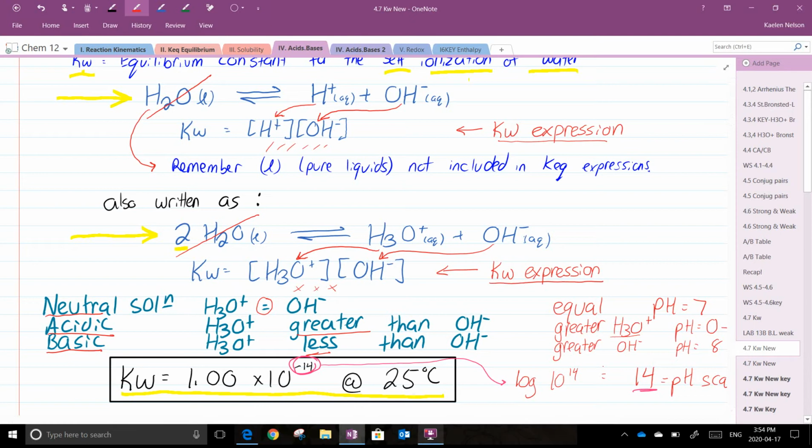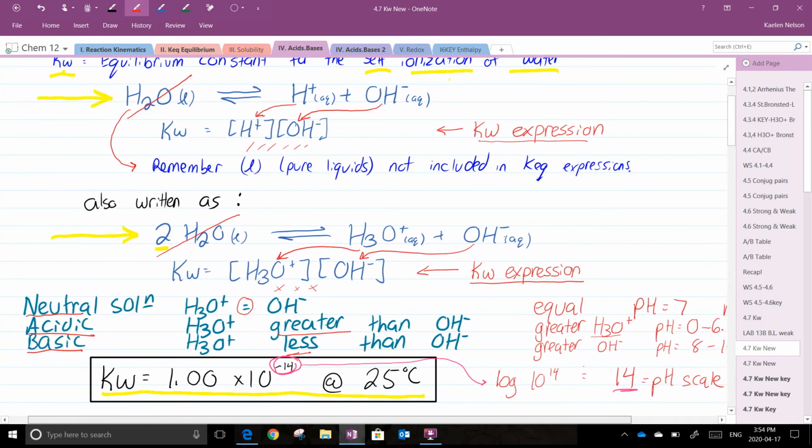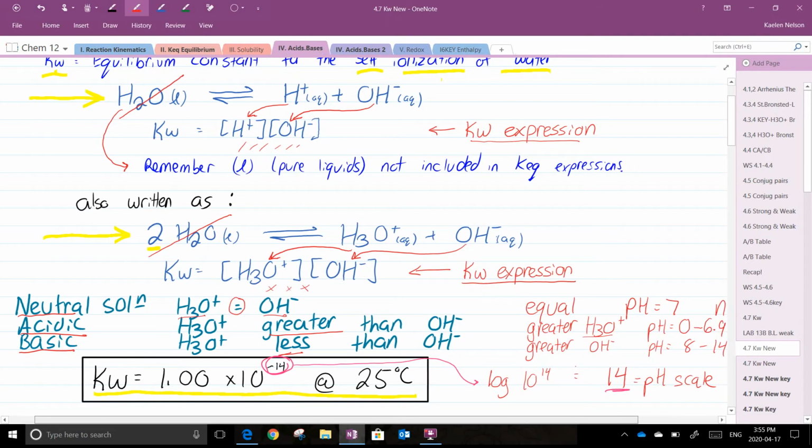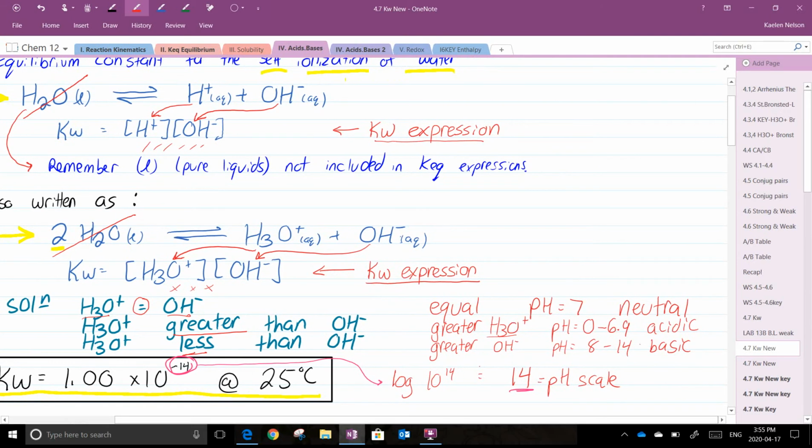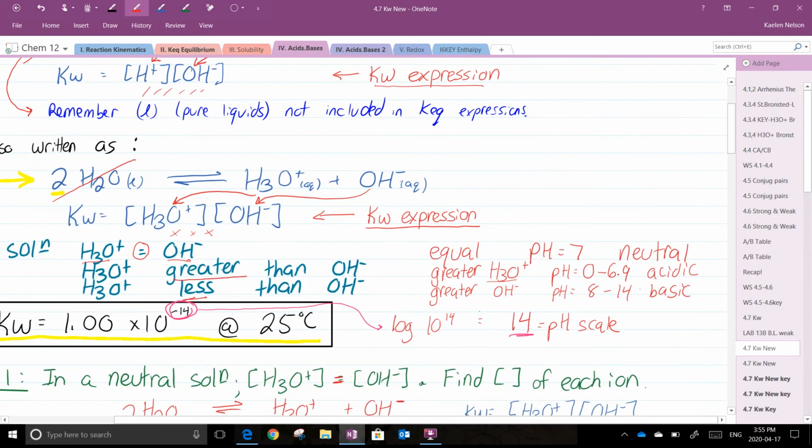The Kw expression is the basis of our pH scale. A neutral solution has equal H3O and OH minus. Acidic has greater H3O, and basic has greater OH minus. So if you need to take any of those notes down, just pause.